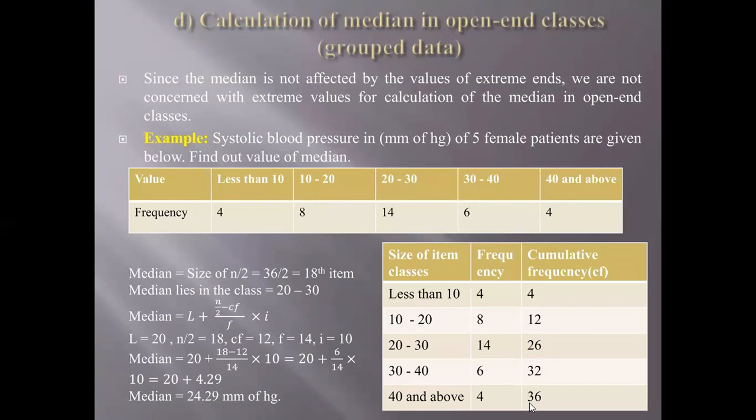So you have to calculate the cumulative frequency. Once again, n by 2 we have to calculate. So n by 2 is coming to 18. Therefore you have to locate here. 20 to 30 will be the class interval. So L is equal to 20, n by 2 will be 18, PCF, that is previous cumulative frequency, will be 12, divided by 14, into 10. That comes to 24.29.